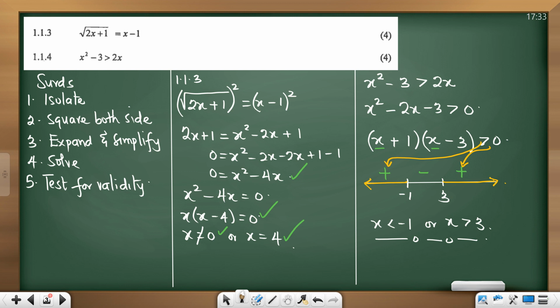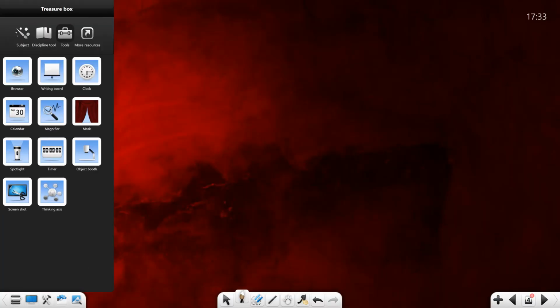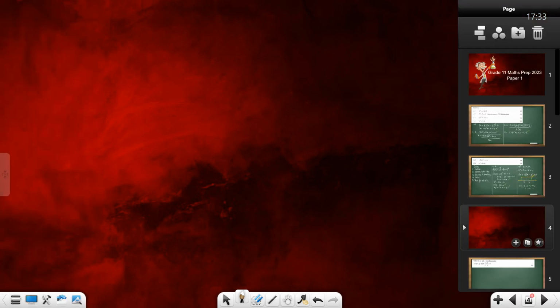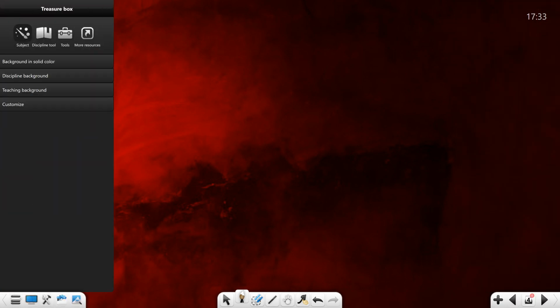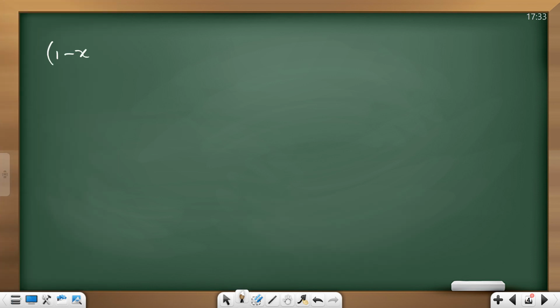Okay, let me quickly change the question a little bit. What if I have, just to make sure I cover anything the examiner might want to bring your way, something like this? 1 minus x, x minus 3, less than 0. Let me say greater than 0.